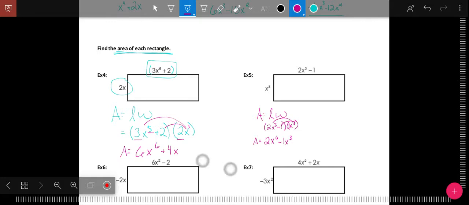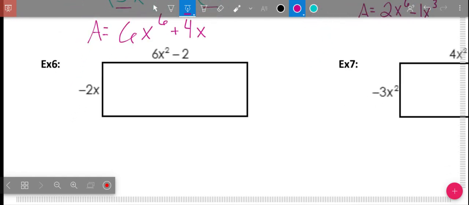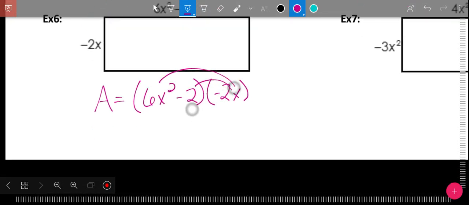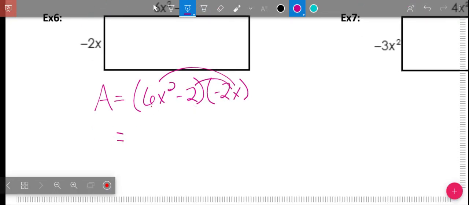Okay, so looking at example number 6, we have 6x squared minus 2 for the length, and negative 2x for our width. So area is just the length times width. So we're going to have 6x squared minus 2 times negative 2x. We're going to multiply these together, so we're just going to distribute. So 6 times negative 2 gives me negative 12x cubed. And negative 2 times negative 2 is going to give us plus 4x. Because remember, a negative and a negative make that a positive.